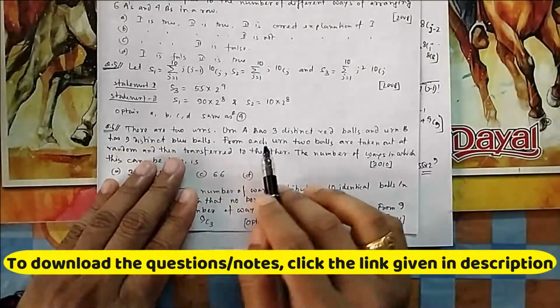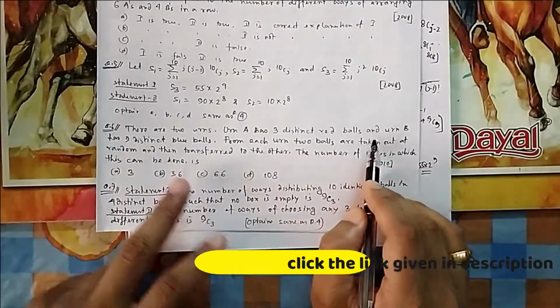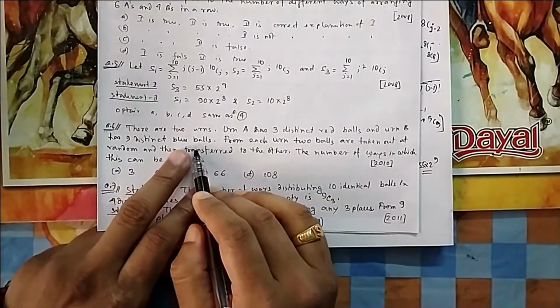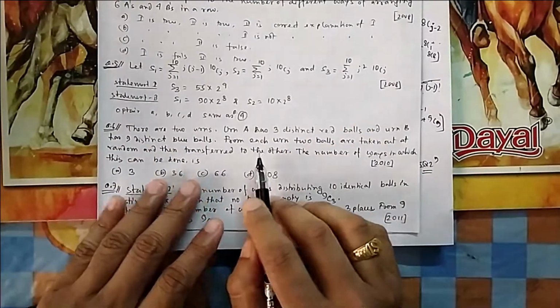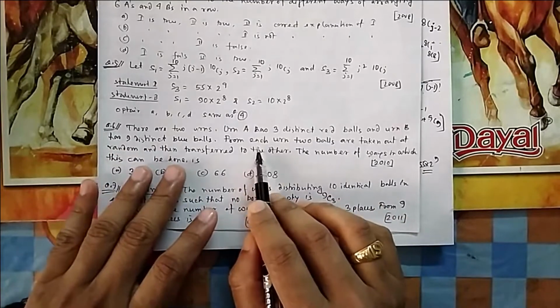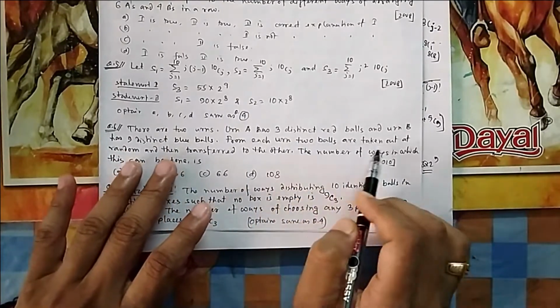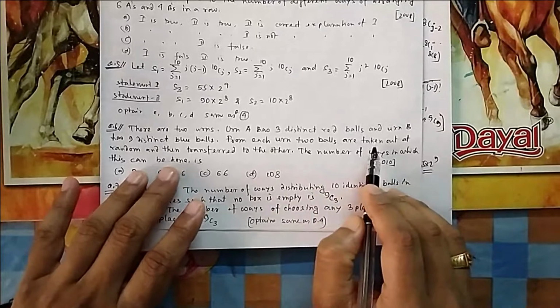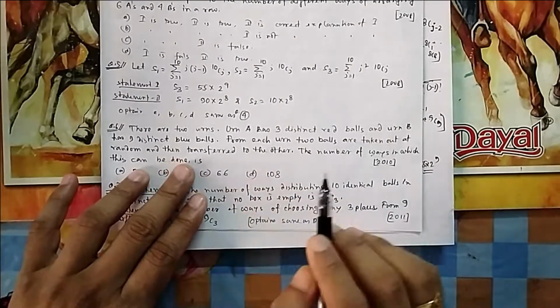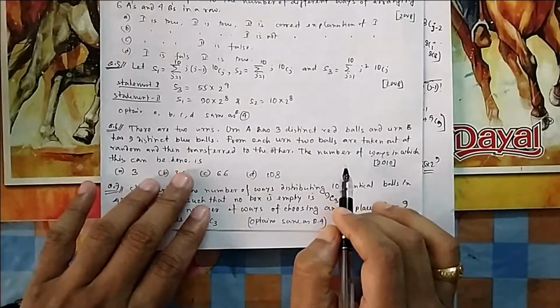Question number 6. There are two urns. Urn A has 3 distinct red balls and urn B has 9 distinct blue balls. All the balls are distinct, they are not the same. From each urn, 2 balls are taken out at random and then transferred to the other. The number of ways in which this can be done.